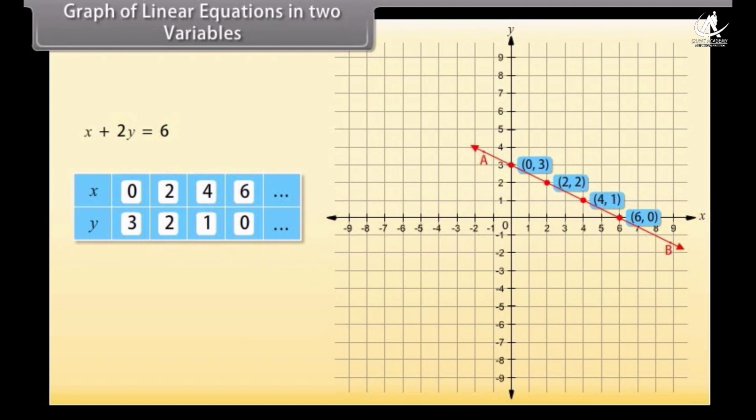Now pick another point on this line. Let us pick (8, -1). Is this a solution of this equation? Yes, it is, because by substituting the value of x as 8 and y as -1, we get the answer 6. So (8, -1) is a solution.